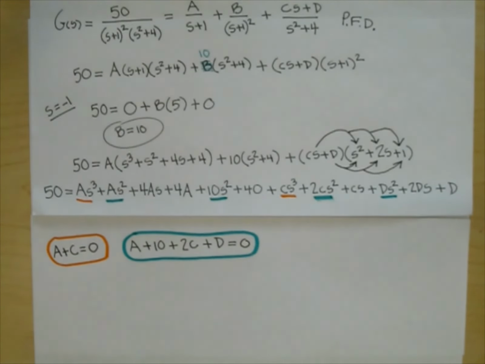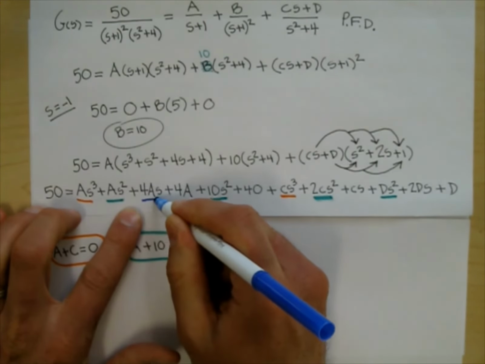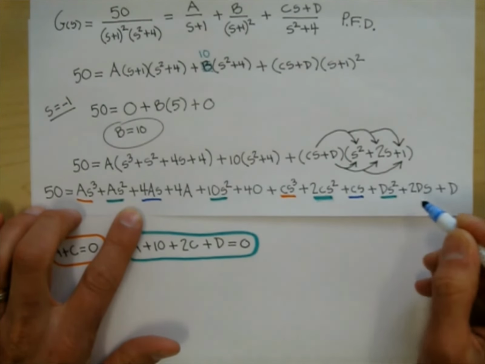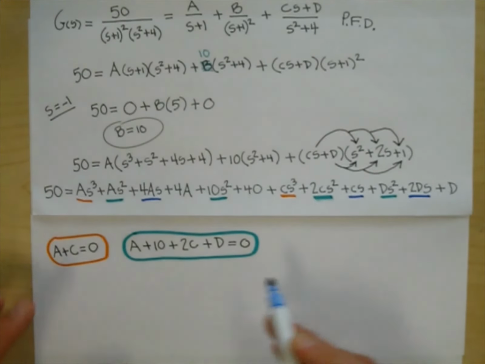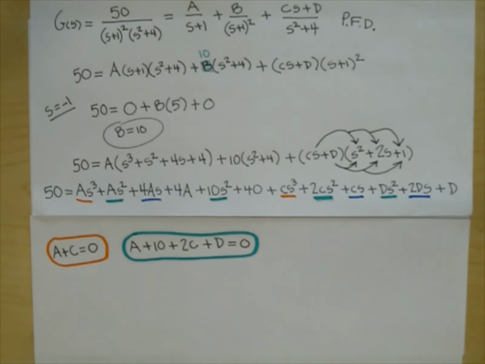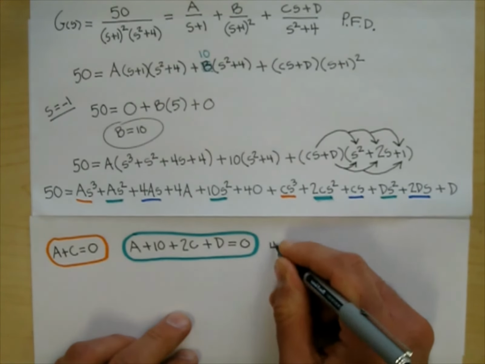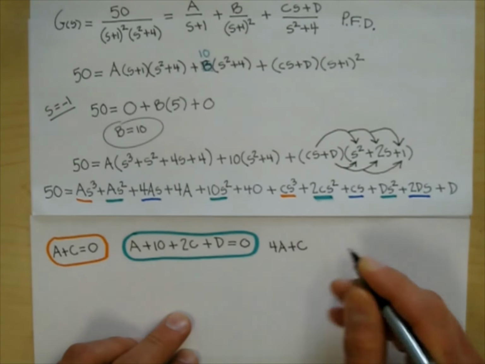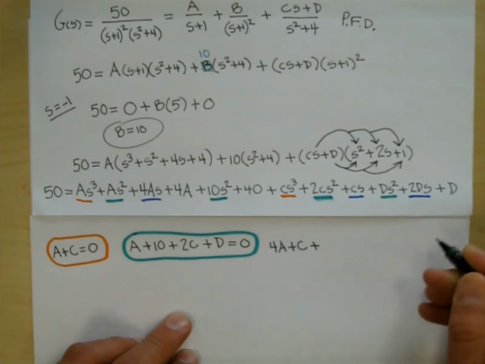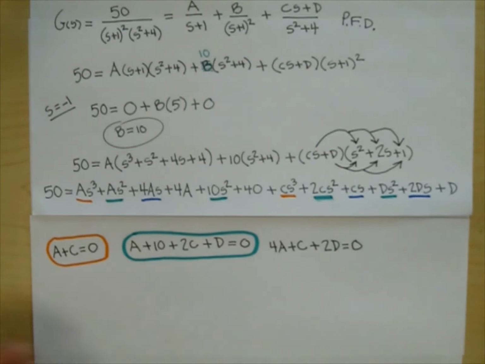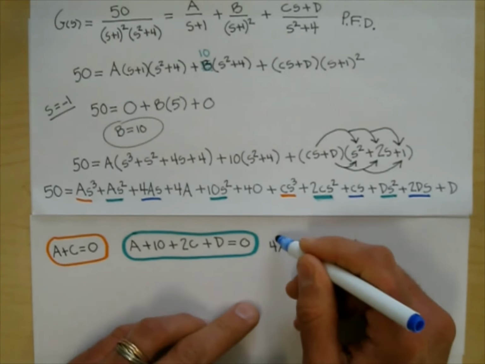Why don't we go ahead and do the same thing with just the s terms, the terms that have just an s to the 1. So we have that one right there. Okay, and then we have the cs. And this one right here. Now on the left-hand side of the equation, you have a 0s. So we'll go ahead and write that out. This is 4a plus c plus 2d equals 0. We'll circle that in blue.